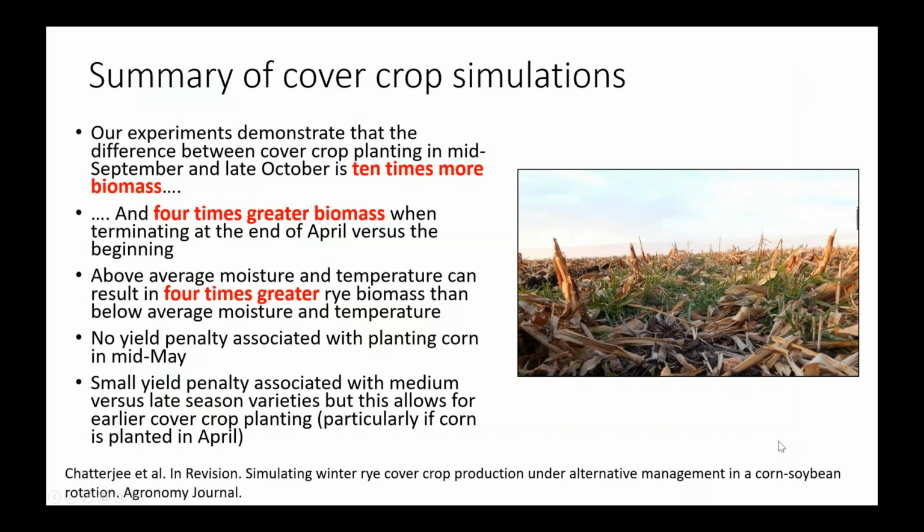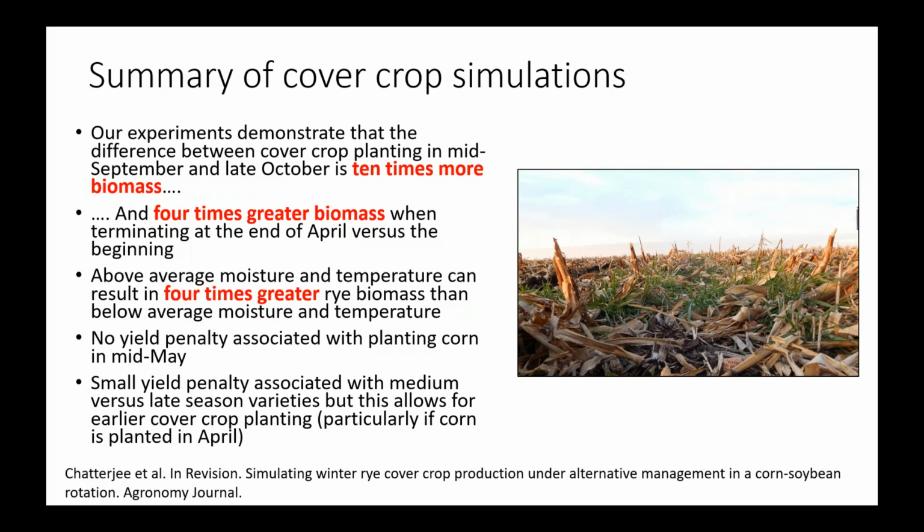I just have a few more slides here to summarize the results that we found from the cover crop simulations project that I've just presented. We found that earlier planting, mid-September versus late October, could make a 10 times difference in the amount of biomass that you could get if you were thinking about terminating in the middle of April. On the flip side, there was 4 times more biomass produced when you terminated at the end of April versus the beginning.